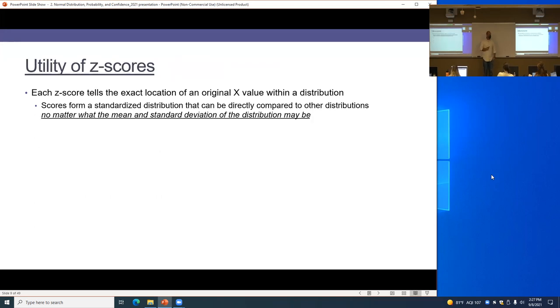Our z-scores give us the exact location of some score within the larger distribution. Then we can compare that score to other scores, no matter what the mean or standard deviation of those distributions are. So I've got measure X and measure Y.